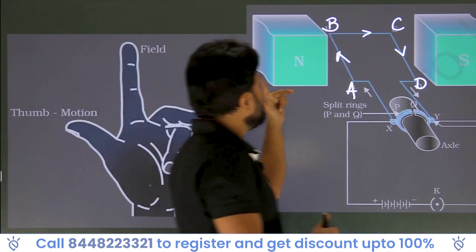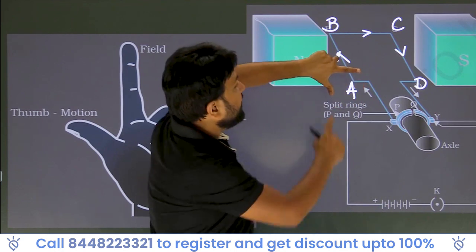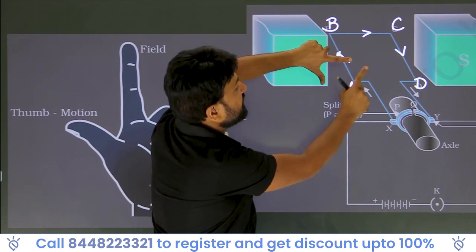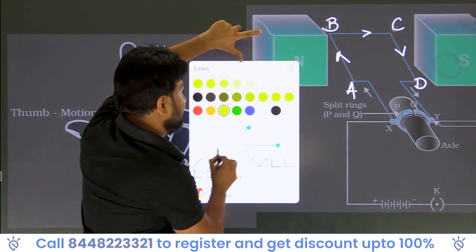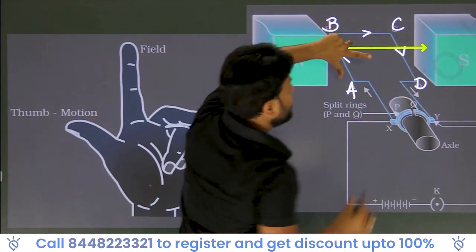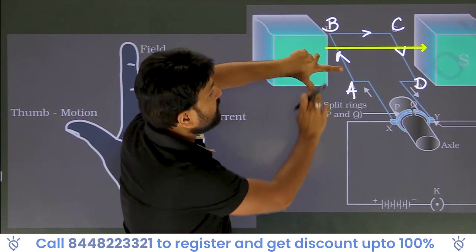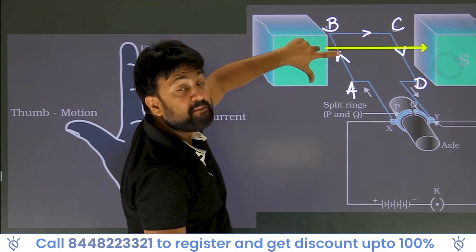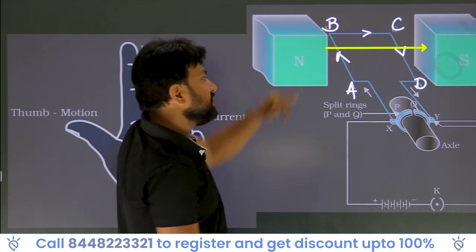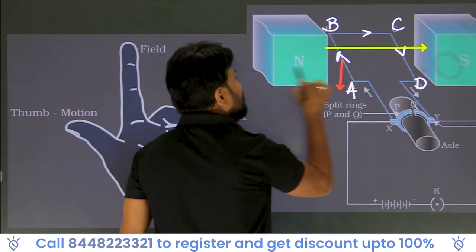Right now, place your middle finger along the direction of current and place your forefinger along the direction of field. Your thumb shows the magnetic force direction in downward direction. Are you getting my point? In downward direction on AB.